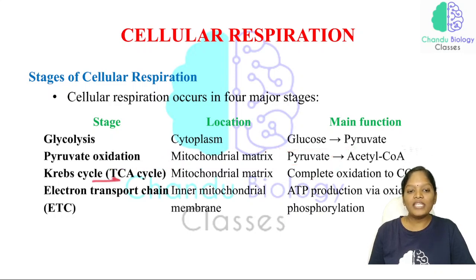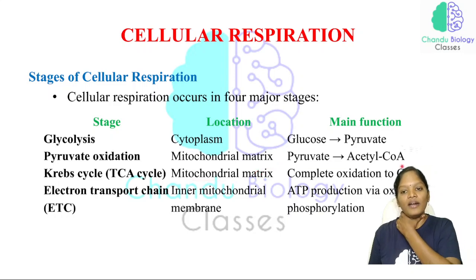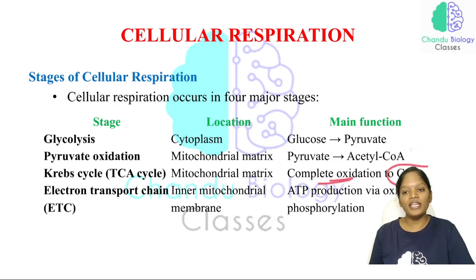And the Krebs cycle, which is also called the tricarboxylic acid cycle, again takes place in the mitochondrial matrix region. Here the complete oxidation to carbon dioxide, how it takes place, everything will be discussed.